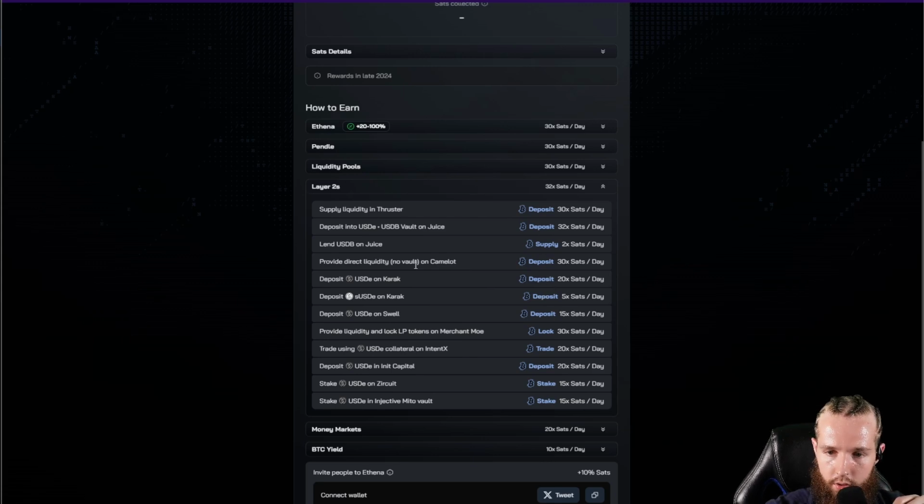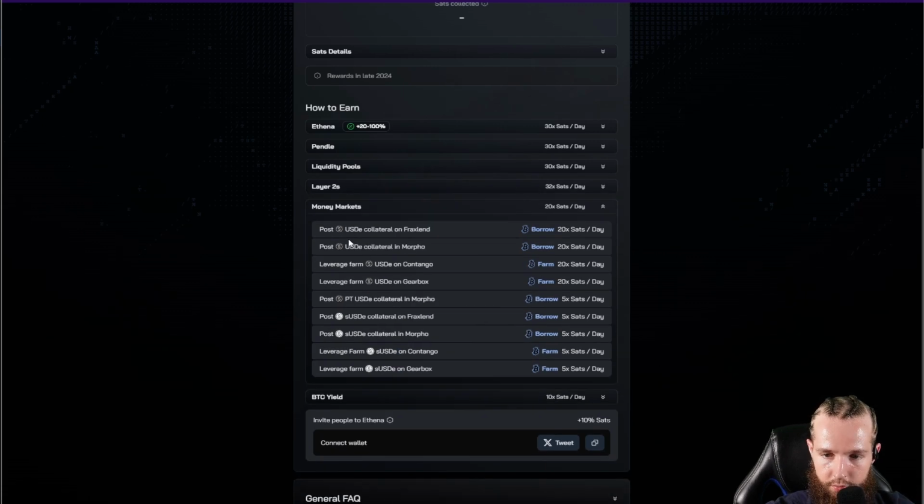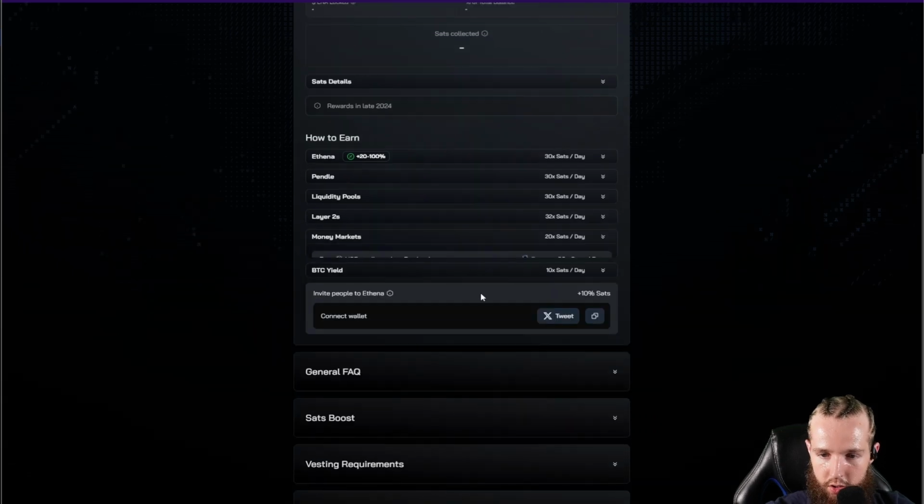And then, of course, different layer 2s. So Thruster, USDB Vault on Juice, which is on Blast. Then you have Camelot on Arbitrum, Karak, which is a new layer 2, I believe. Swell, of course, which is the Swell layer 2 that I've spoken about before in prior videos. You can provide liquidity, use collateral on IntentX, Init Capital, Zircuit, and this Mito Vault here on Injective. And then there's money markets as well through Fraxlend, Morpho, Contango, Gearbox. There are boosts available there as well.